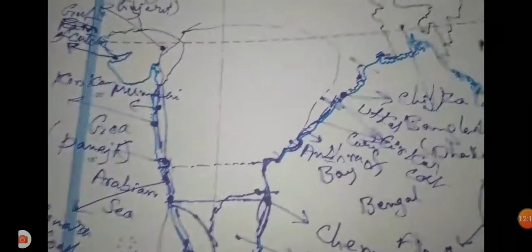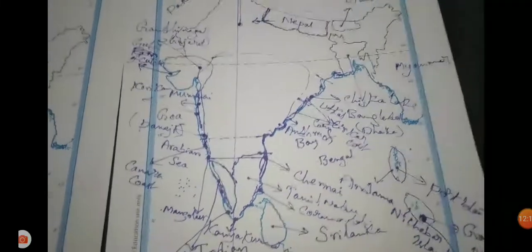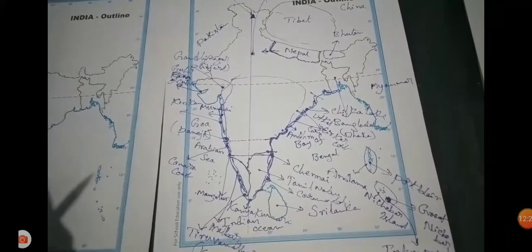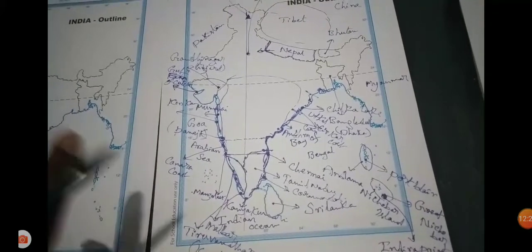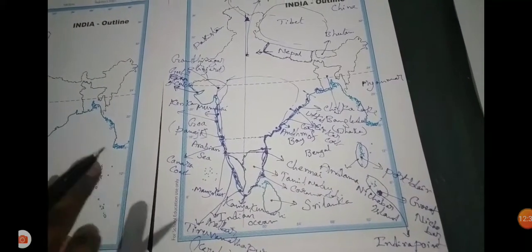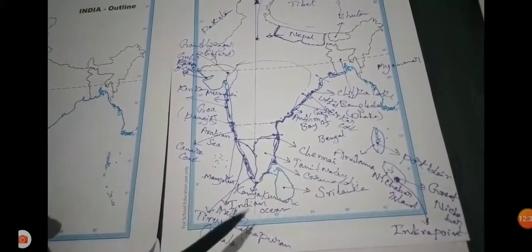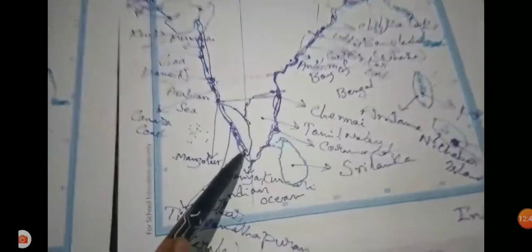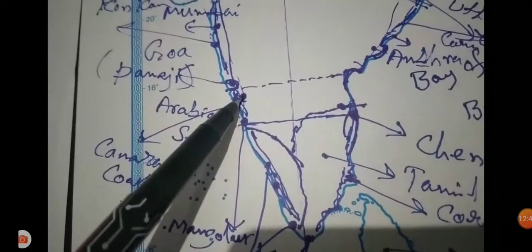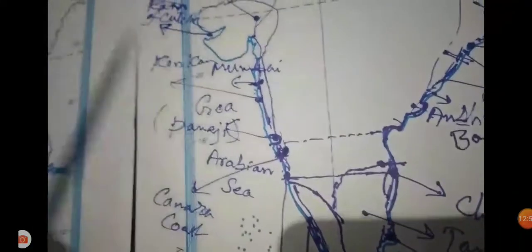The Indian coastal region is divided into the East Coastal Plain and the West Coastal Plain, majorly into six parts. The East Coastal Plain is divided into three parts: the Utkal coast, also called the Odisha coast; the Sarkar coast, also called the Andhra coast; and the Coromandel coast, also called the Tamil Nadu coast. The West Coastal Plain is also divided into three: the Malabar coast, also called the Kerala coast; the Canara coast, also called the Karnataka coast; and the Konkan coast for Maharashtra and Goa. Then there is the Gujarat coast.